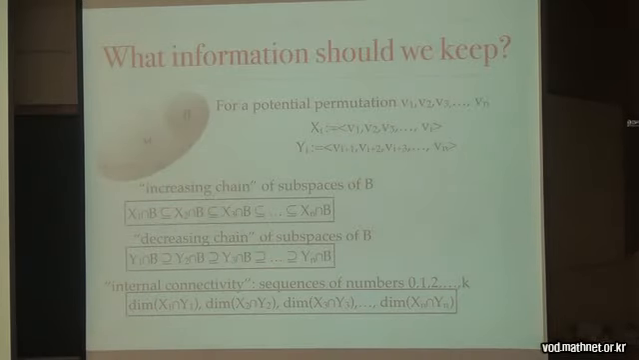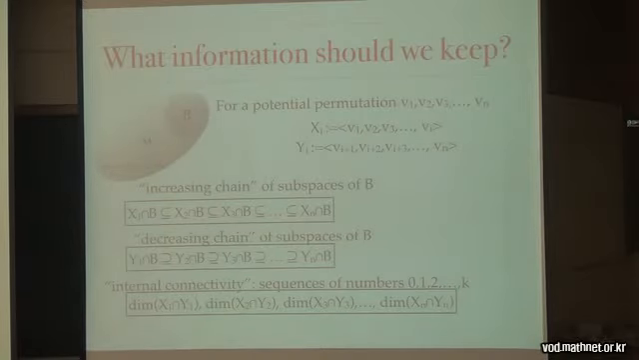So first of all, for each cut, I will denote xi as the space spanned by its left-hand side, and yi to be the space spanned by the right-hand side. And then we have three kinds of information. First of all, look at x1 intersection with b. I'm looking at the space inside b, how these guys behave.